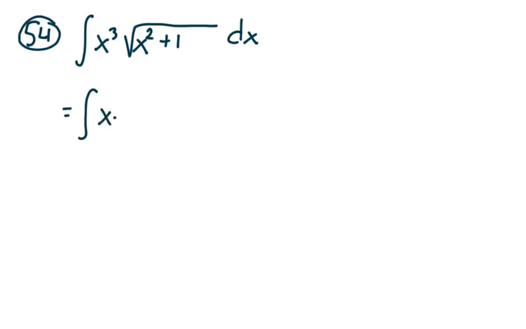Suppose I had the following integral. So if I have x cubed times the square root of x squared plus 1 dx. There's a couple of ways that we can go about this. But the first thing I'm going to do is take x cubed and break that up into x times x squared times the square root of x squared plus 1 dx.